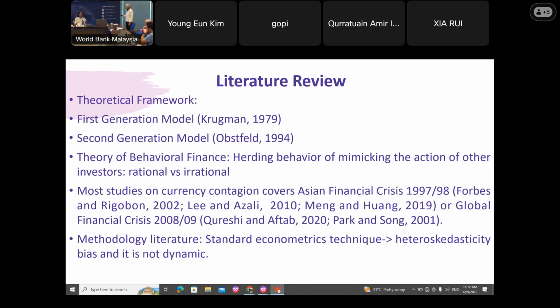Yes, correct. So pure contagion is usually done by the speculators. They would come immediately, regardless of whatever the shock is, whatever the fundamentals of the country are, come in, attack, sell, trade, and stuff like that. And then after that, they will pull out. So it was an immediate speculator action.